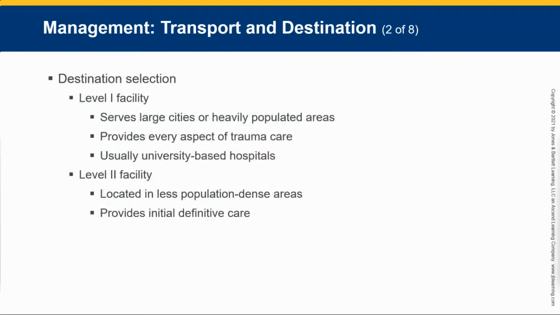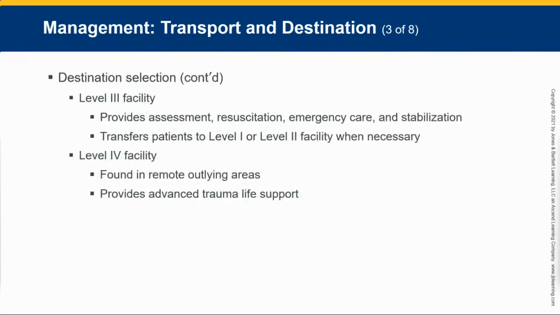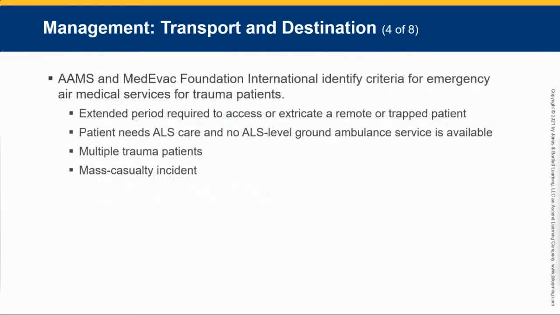We're going to select our destination. Here are the different criteria for level facilities. A level 1 trauma facility is where you would want to go most of the time. That has every aspect of trauma care. They have a trauma team on call 24 hours a day. A level 2 facility provides initial definitive care, but obviously you don't have the resources that you would have at a level 1. A level 3 has advanced trauma life support, but basically what they do is they stabilize and ship out to a level 1 or a level 2, and then you have your level 4, which is basically your standard ER that does the best it can until somebody else gets there.